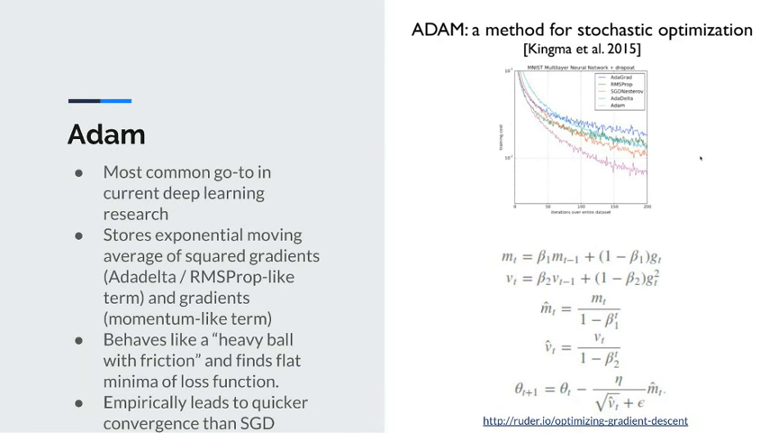Empirically, it leads to much quicker convergence than SGD in most cases and a reduced sensitivity to hyperparameters. However, as we'll discuss later, it turns out that although it converges quicker, it may not converge to optima that generalize as well as stochastic gradient descent. Here on the right, you can see Adam's update rule broken down into a couple component terms. You see there a momentum term and an adaptive learning rate term.